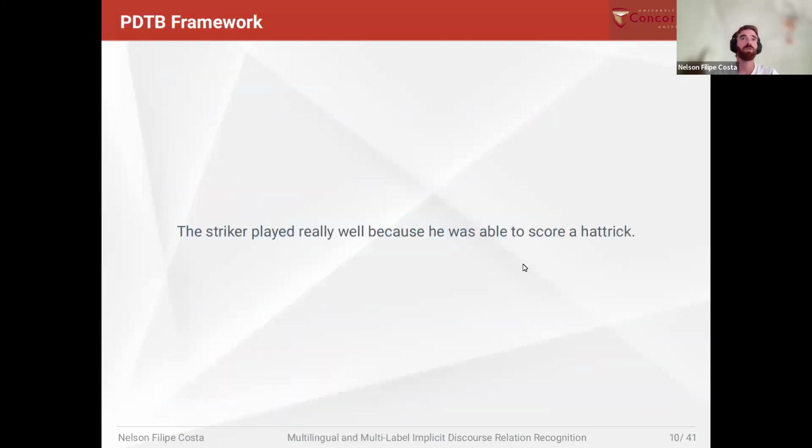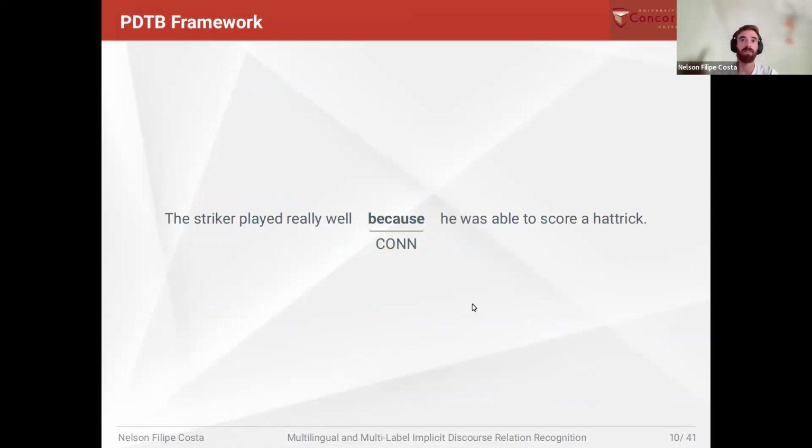The PDTB framework tries to model discourse around the idea of discourse connectives. Discourse connectives are semantic cues, such as in this example, the word because. The striker played really well because he was able to score a hat trick. The word because is telling us there's a relation between one idea and the other, a causal relation.